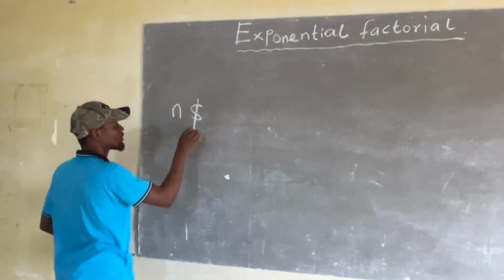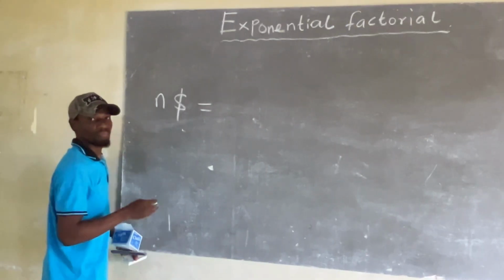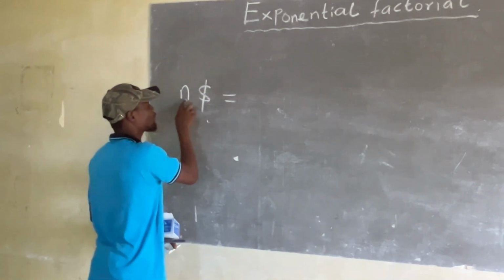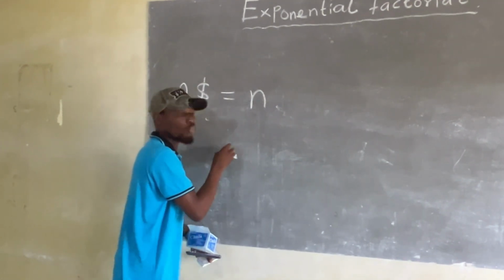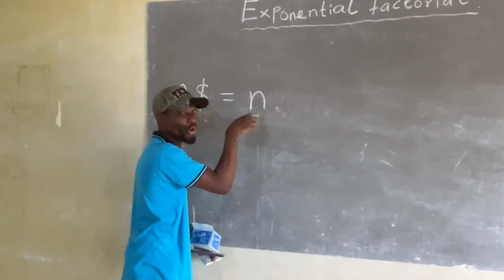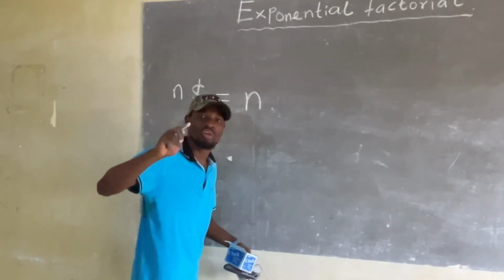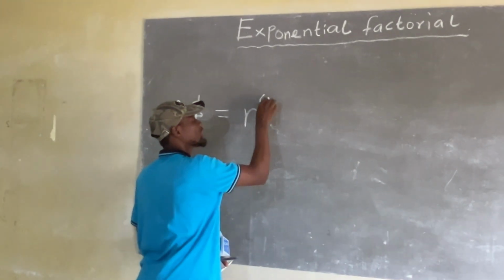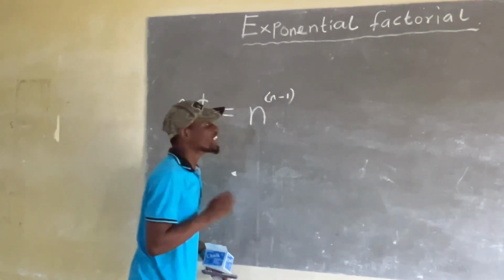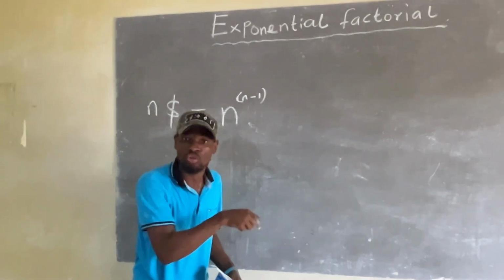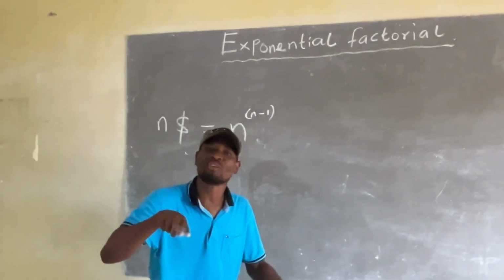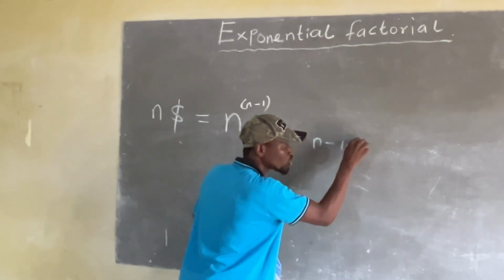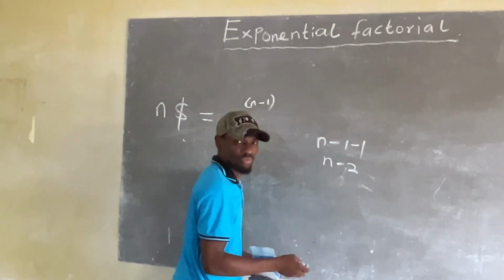Exponential factorial of n is defined recursively as follows. You have your n. For your power or exponent, subtract 1 from n. So you have the expression n minus 1. Now, for the new exponent, you still subtract 1 from n minus 1, and you will have n minus 2. Look, n minus 1, then minus 1, what do you have? n minus 2.